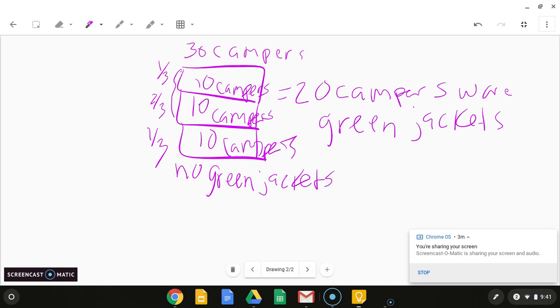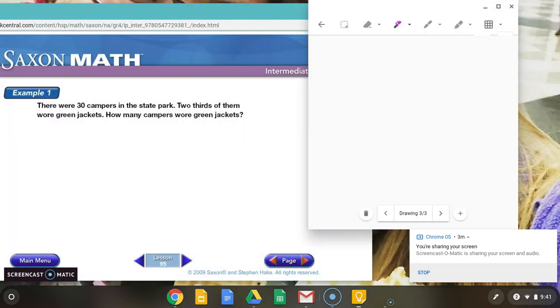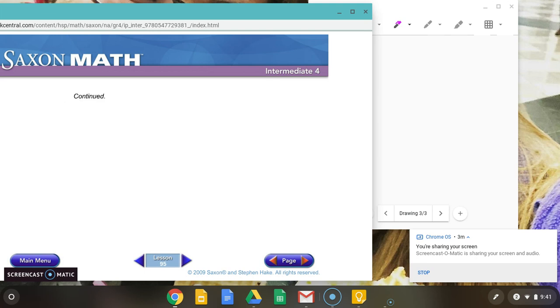Okay, so 2/3 wore green jackets. In 2 groups, there were 10 campers in each group. So we take those 2 10s and we add them together. You could multiply 2 times 10. So 20 campers wore green jackets. So that leaves 10 campers who did not wear green jackets.